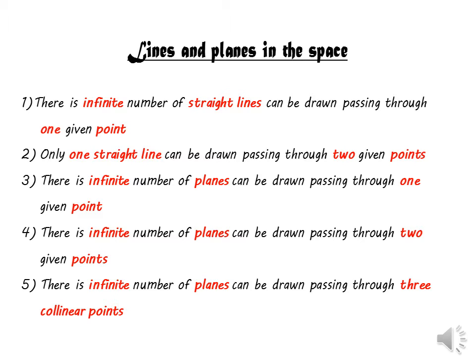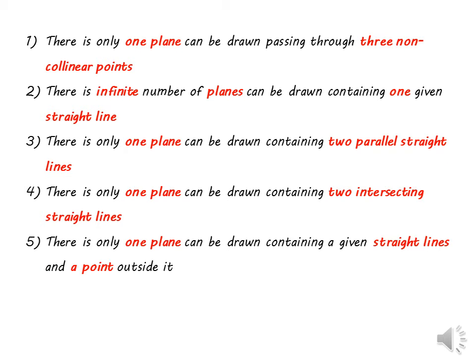An infinite number of planes can be drawn passing through one given point, and also an infinite number of planes can be drawn passing through two given points. There is an infinite number of planes also drawn passing through three collinear points, but there is only one plane that can be drawn passing through three non-collinear points.